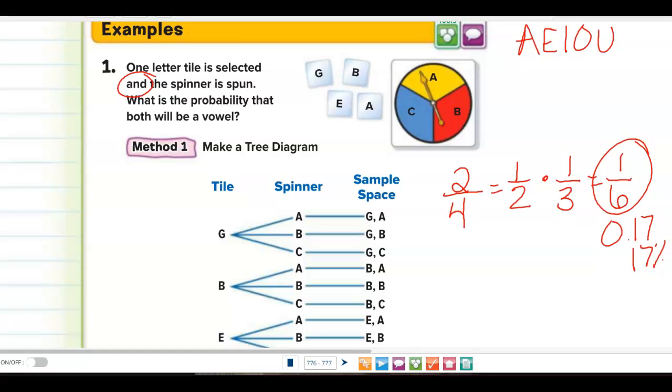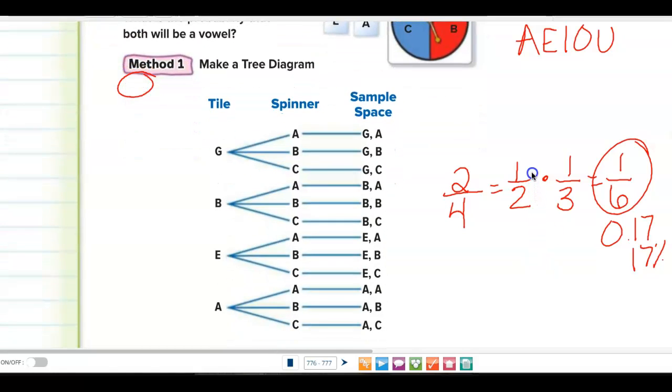Okay, if we looked at the way the book did it, they made a tree diagram. So on my tiles, I have 4 options. I have G, B, E, and A, right? Even if I picked G, on the spinner, I still have the options of A, B, and C. Even if I picked B, I still have the options of A, B, and C. E, I have the options of A, B, and C. A, I still have A, B, and C, right? Doesn't matter. So then this is my sample space, all listed out over here.